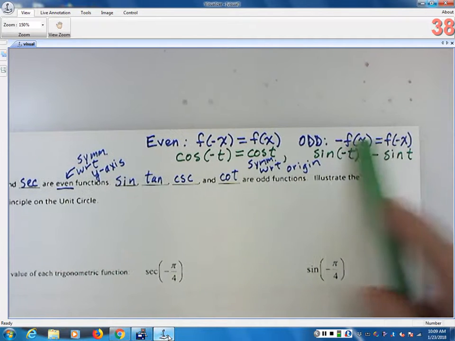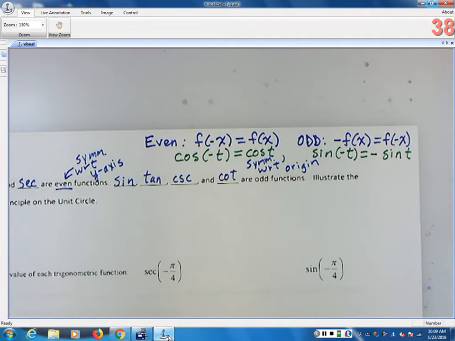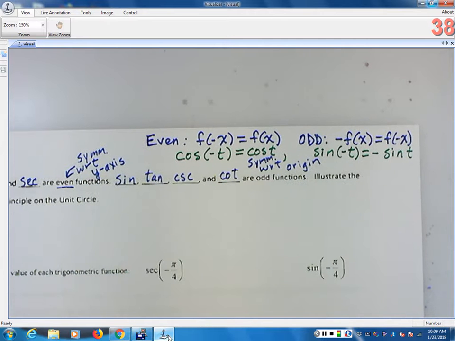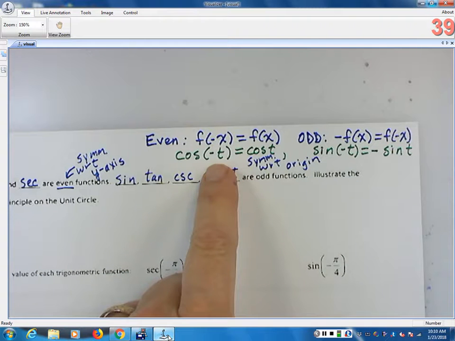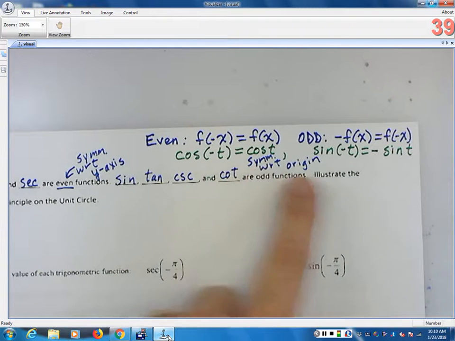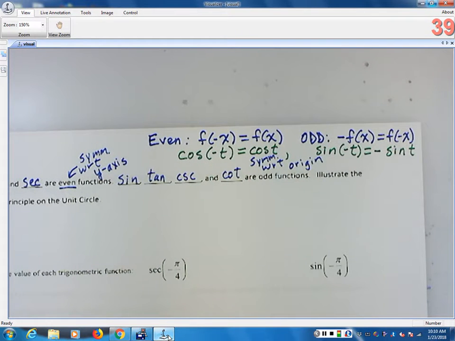I flipped this here, because sometimes you'll have a cosine or sine of a negative number, and you'll want to use an identity, and you've got to get rid of the negative inside the angle. And that's how you do it. You use the properties of sine and cosine. So, the even-odd principle.